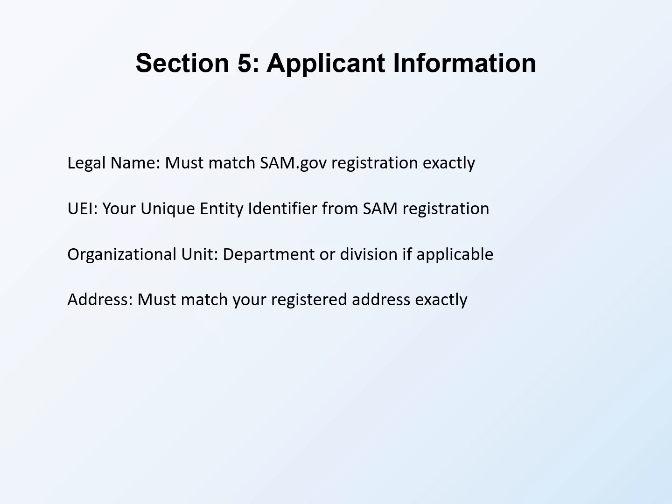Organizational unit identifies the department, division, or unit within your organization that is submitting the application, if applicable. Large organizations like universities often specify the particular school or department. Smaller organizations may leave this blank or enter the organization name again. Address must match your registered address exactly. The street address, city, state, and zip code should align with your SAM registration. Address inconsistencies between your application and registration can cause validation or processing issues.